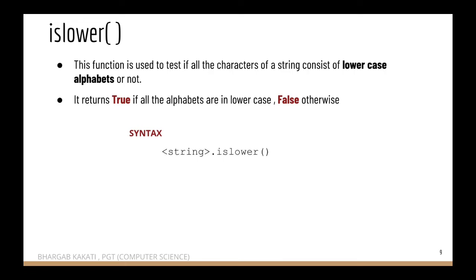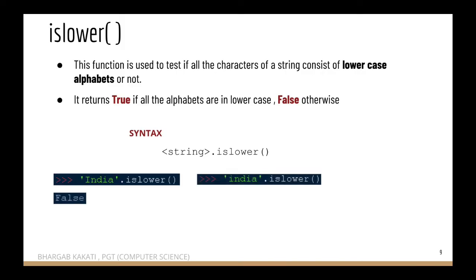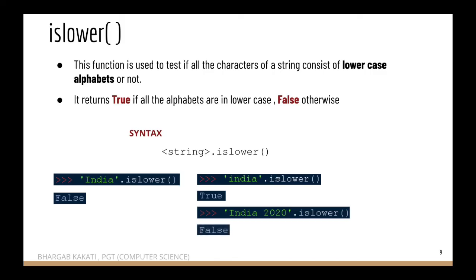Syntax goes as follows, string name dot islower. So if I write India dot islower, are all the characters in lowercase? It's not, therefore the result will be false. Let's take you to the second example, india dot islower, are all the characters in lowercase? Yes, therefore the result is true. Next example, India 2020 dot islower, are all the characters in lowercase? No, therefore the result is false.